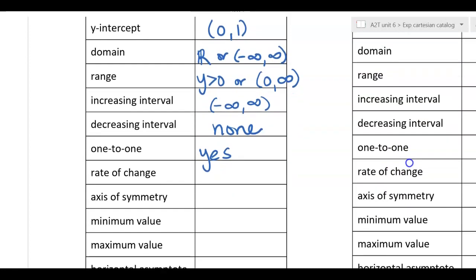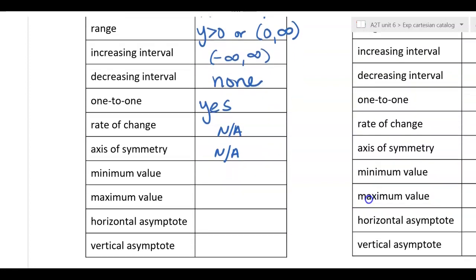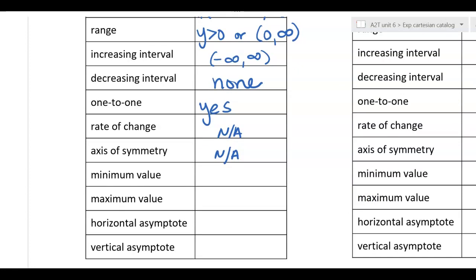The rate of change and this axis of symmetry here are not applicable to this type of function. Rate of change, technically, your pre-calc teacher would say we say varies, and you'll explore how the function is changing later on, in pre-calc honors towards the second half of it. Okay, minimum value and maximum value.